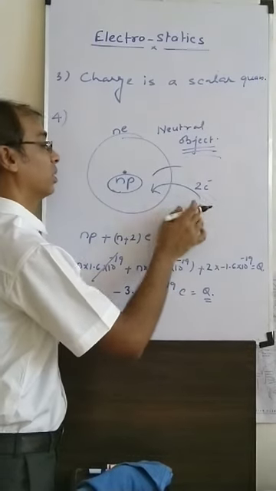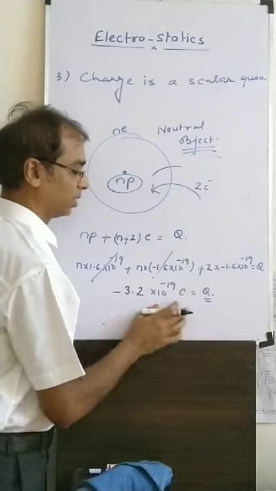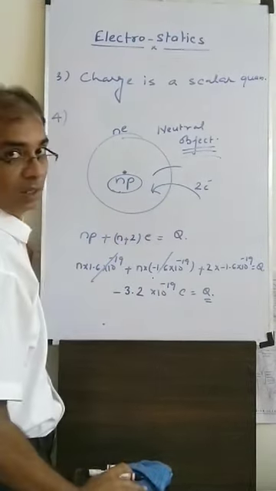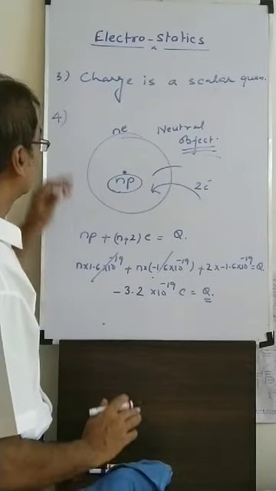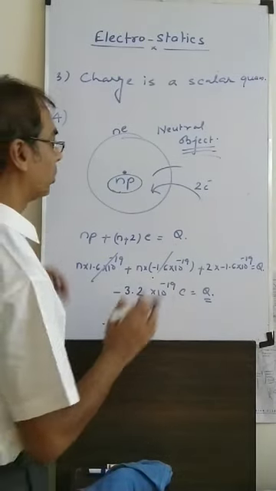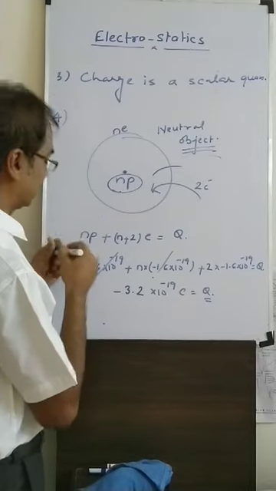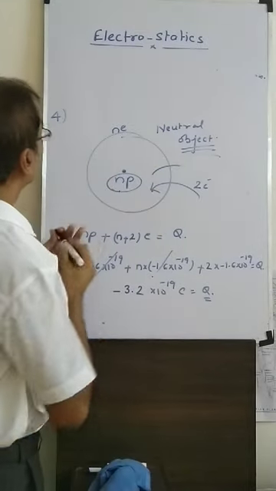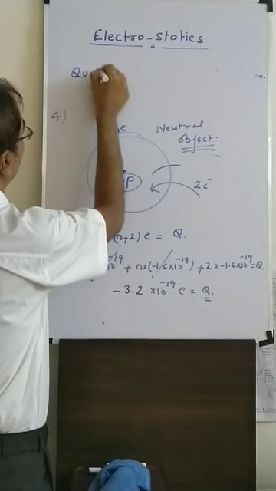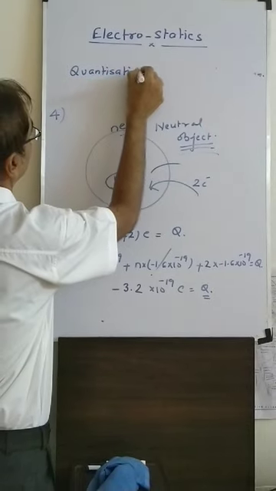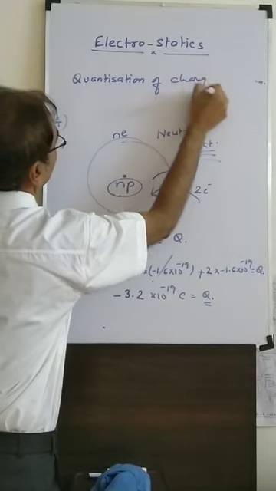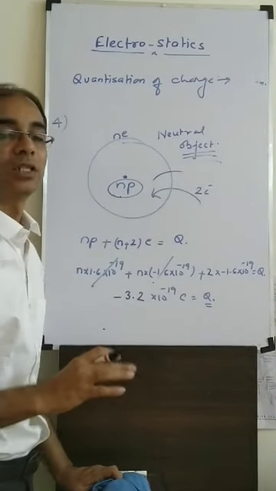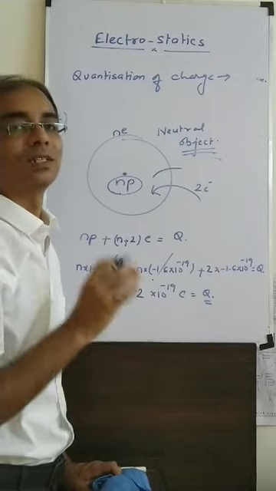It means when you are giving electrons, the charge on the object becomes negative, and when you are taking electrons, the charge on the object becomes positive. Okay, this is the fourth property, and this fourth property is called charge is quantized. What is it called? Quantization of charge. What is the meaning of that? Its meaning is you can only take or give charge to an object in whole number multiples of the electron.